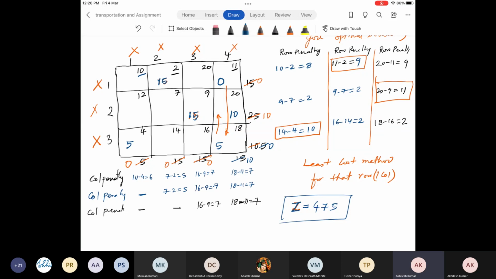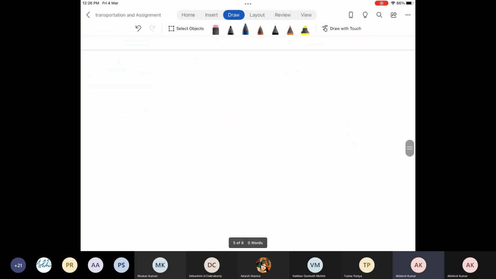Okay, so good so far. We have learned 3 methods to find the initial basic feasible solution. Now, these are good initial basic feasible solutions, but we do not know whether they are optimal or not. So next, we will learn how to find whether we have an optimal solution or not.